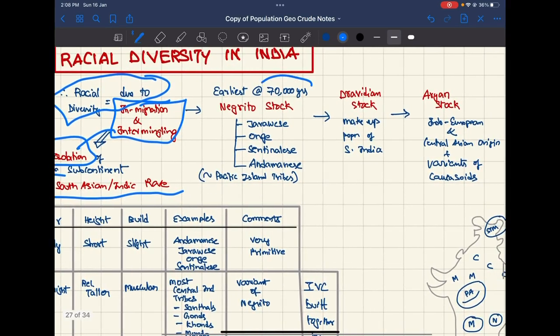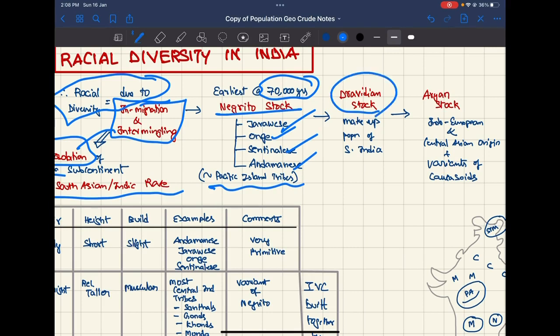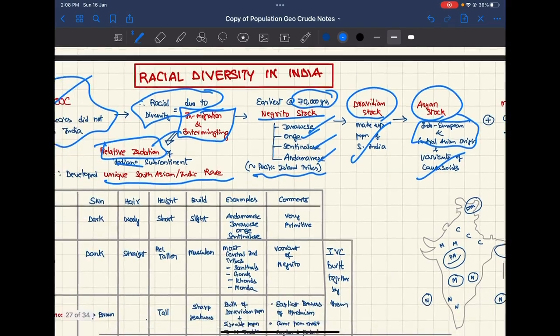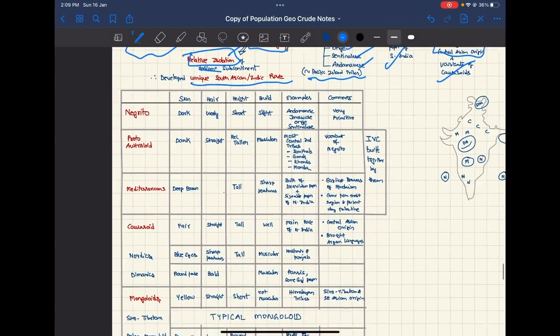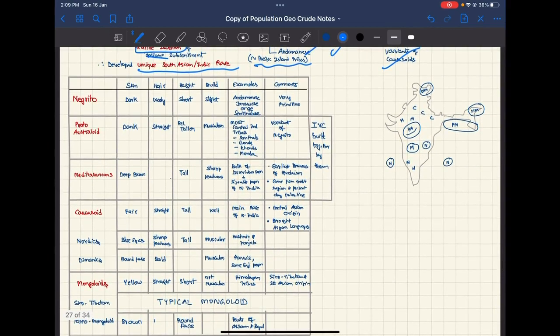So 70,000 years ago, the Negrito stock came: Jarawas, Onge, Sentinelese, and Amin. These are similar to the Pacific Island tribes. Later, the Dravidian stock came. They make up the bulk of the population of South India. Later, the Aryan stock came. They are of Indian, European, and Central Asian origin. They are variants of Caucasoids. So the racial types are Negrito, Proto-Australoid, Mediterranean, and Caucasoid.